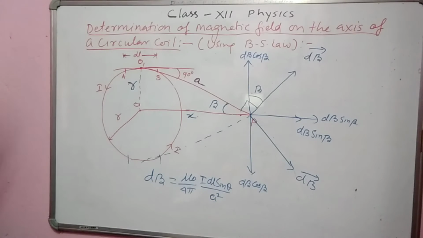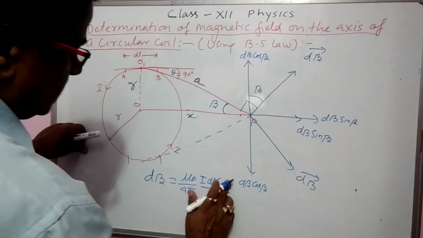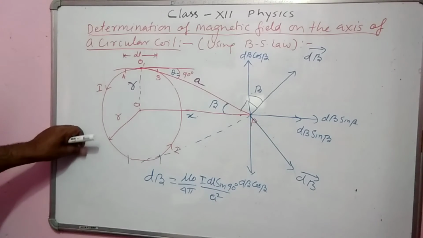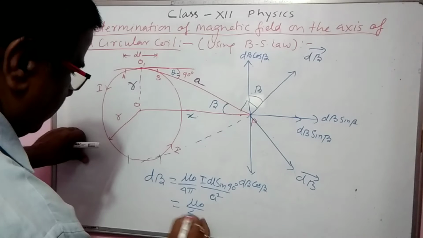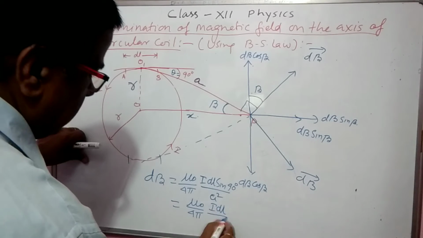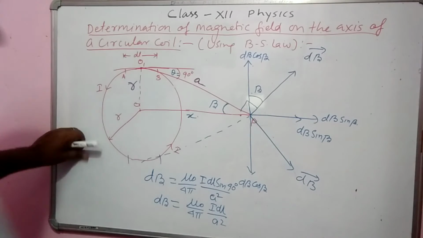This is a square. Here theta is 90 degrees, so we can directly put 90 degrees. Sine 90 will be 1, and therefore it will be mu naught by 4 pi, I dl by a square. This will be the dB.